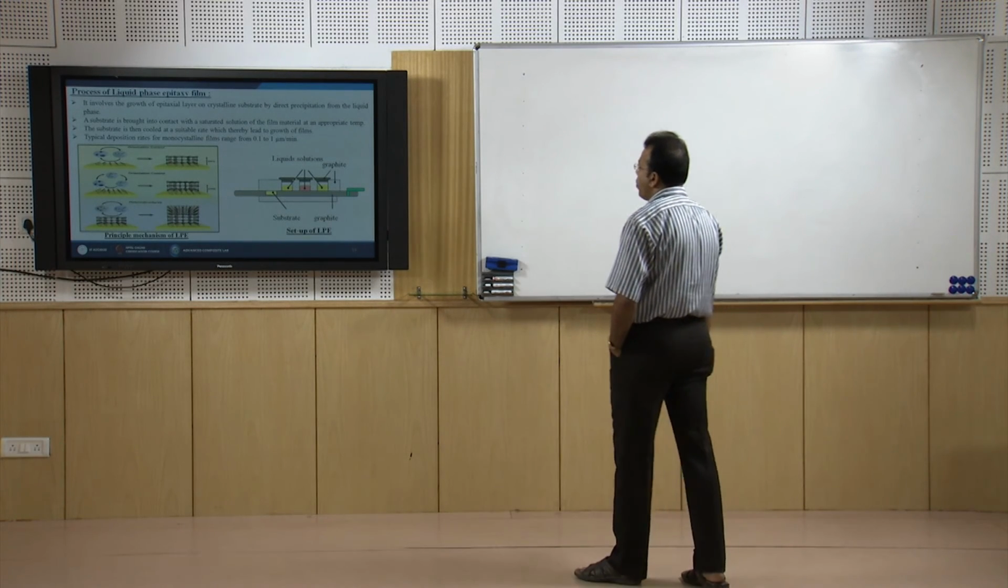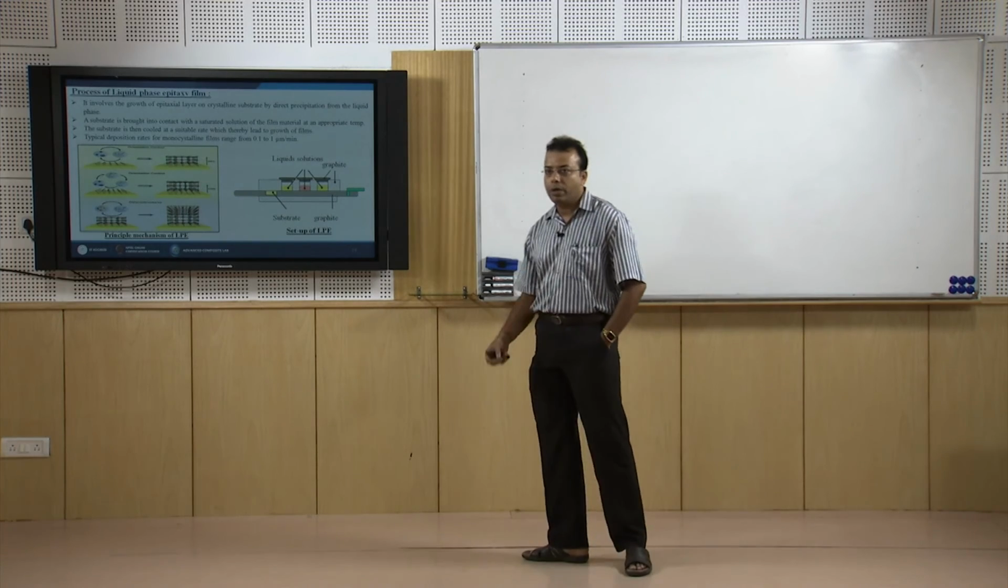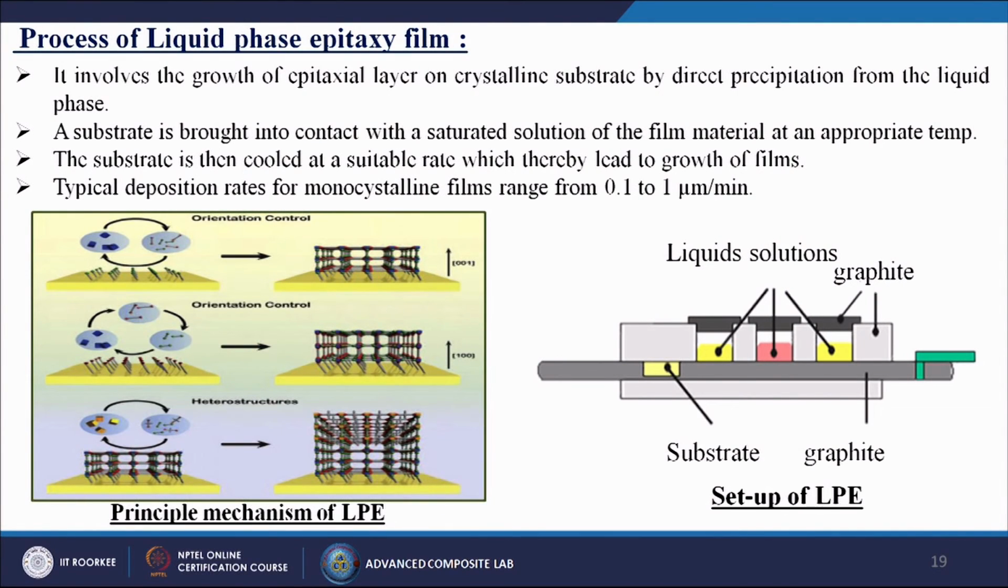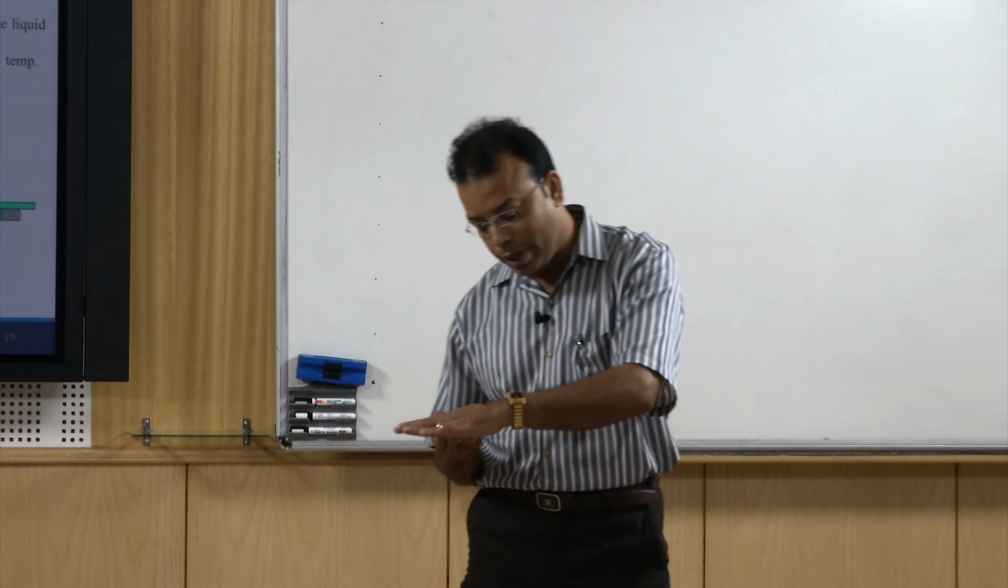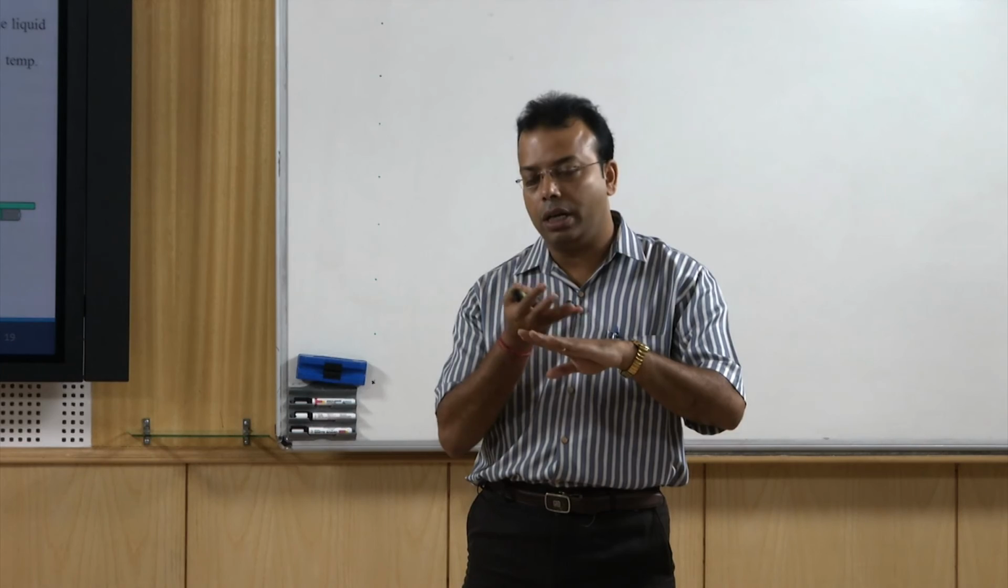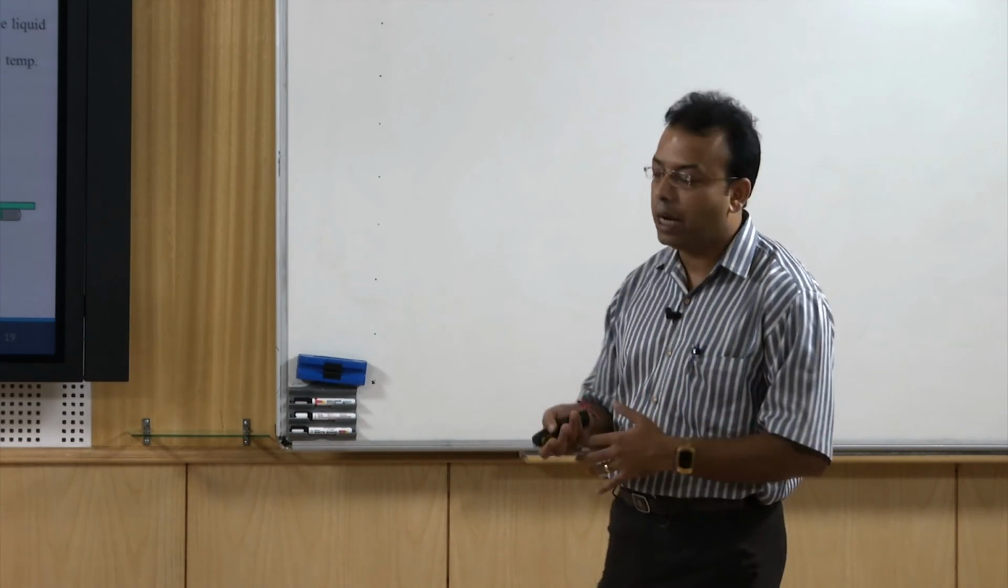Now, this is the process of liquid phase epitaxy of films, which we are going to discuss. It involves the growth of an epitaxial layer on a crystalline substrate by direct precipitation from the liquid phase itself. A substrate is brought into contact with a saturated solution of the film material at an appropriate temperature. The substrate is then cooled at a suitable rate, which leads to growth of the films. Typical deposition rates for monocrystalline films range from 0.1 to 1 micrometer per minute. Simply, I keep my substrate in the solution, then pick it up, and slowly the deposition takes place onto the substrate by chemical reactions.